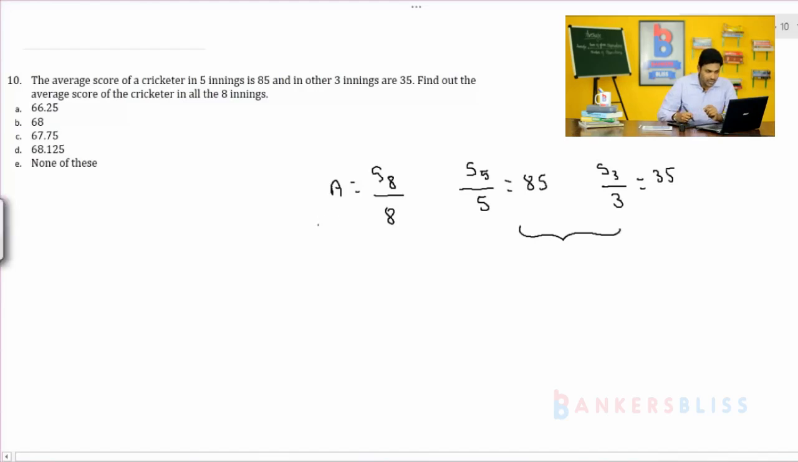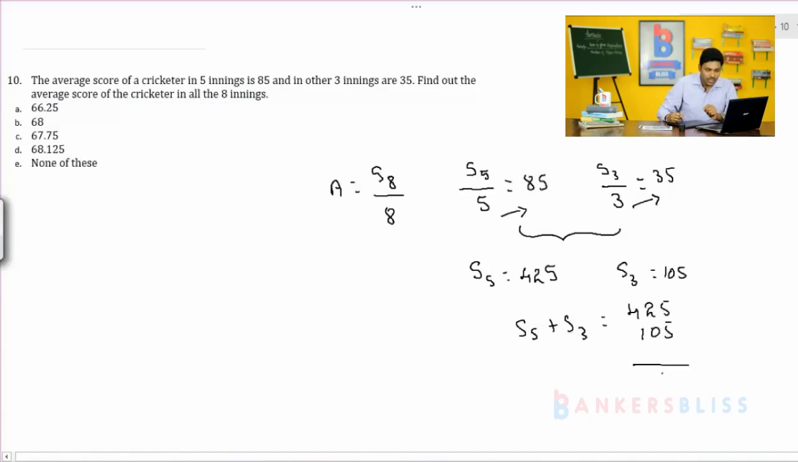So S5 is equal to 85 into 5. So 5 5s are 25, 2 carry over, 8 5s are 40 plus 2, 42. Next, S3 is equal to 3 into 35, 30 into 3, 90, 5 into 3, 15. So altogether 105. So S5 plus S3 is equal to 425 plus 105.